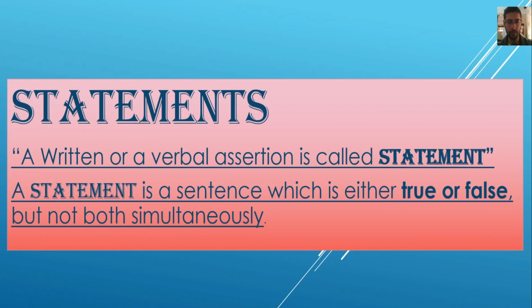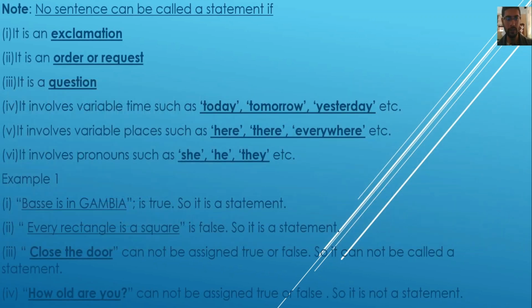Statements are written or verbal sections actually. So statements contain sentences. Sentences will be either correct, meaning true, or false, but not both simultaneously, meaning at the same time. So you have to take care of these things. If these things come in sentences, those sentences will not be statements: exclamation, order or request, question, involves variable time such as today, tomorrow, yesterday, involves variable places here, there, everywhere, involves pronouns such as he, she, they.